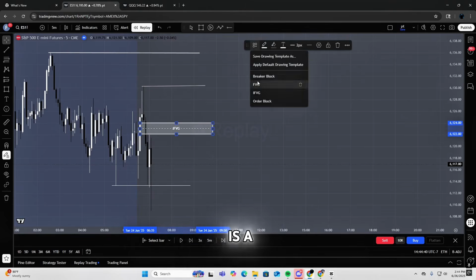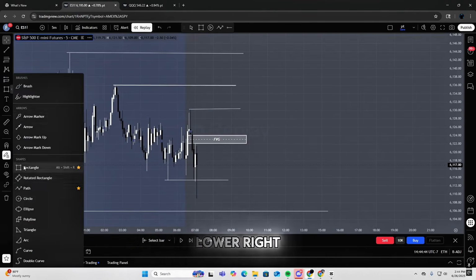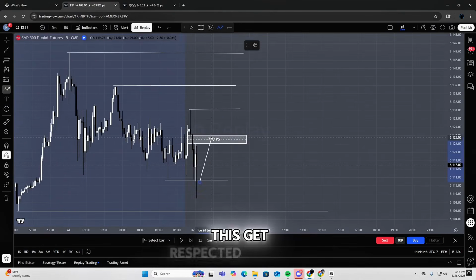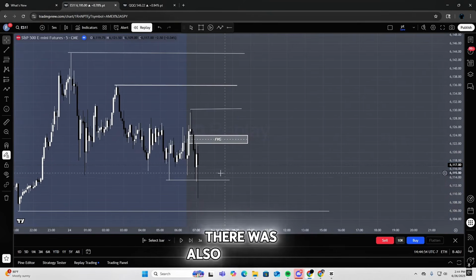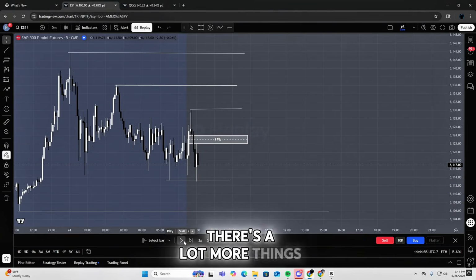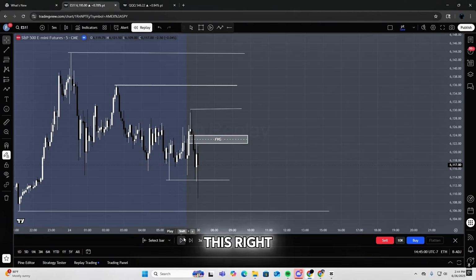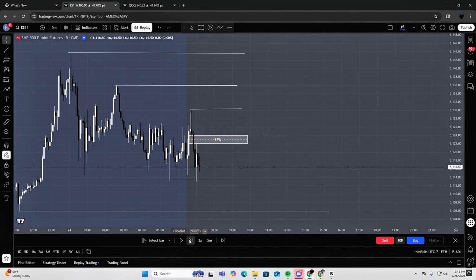So as of right now, this is a bearish fair value gap. If price were to continue lower, you would want to see this get respected and push lower, possibly down to here, and all that. However, I was just waiting for the upside. There was also an SMT that I could explain in another video. There's a lot more things in trading than just this, but we just see what price does here.